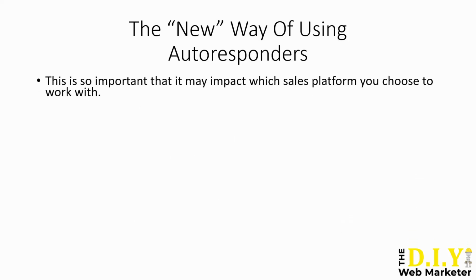This is so important that it might impact the sales platform you choose to work with. So you may not want to launch, and you may not want to have affiliates, on a platform that doesn't tag your autoresponder subscribers properly, if you have a choice. In some cases, if your affiliate will trust a network that tags your autoresponder subscribers appropriately, you might want to use that network and work with your affiliates in that way.